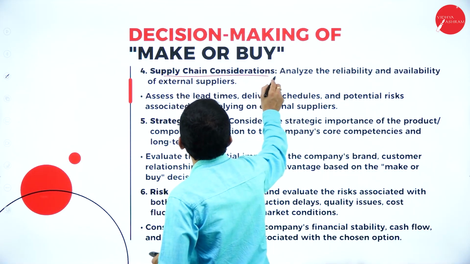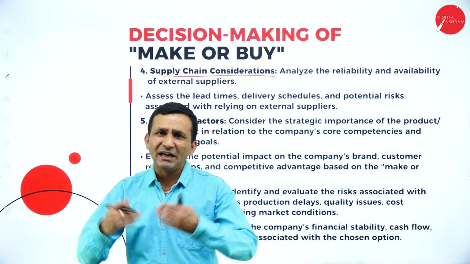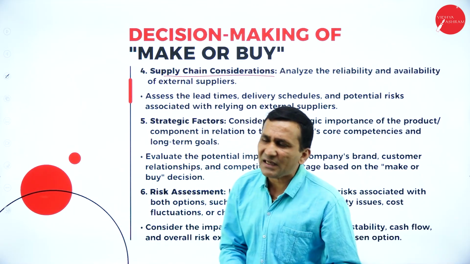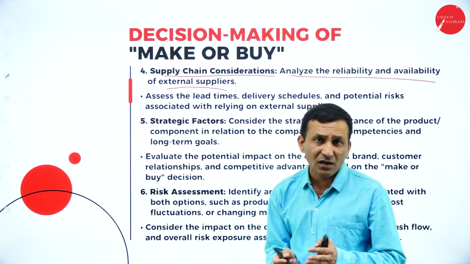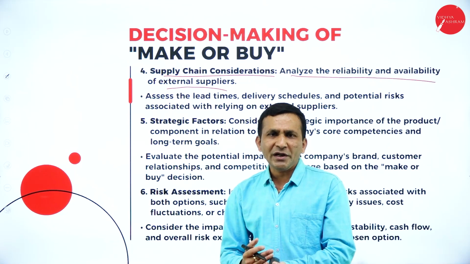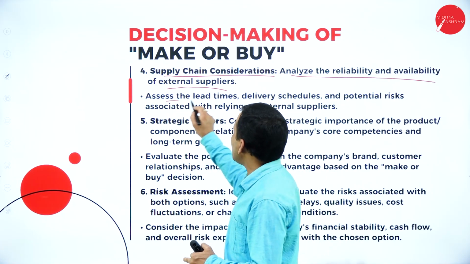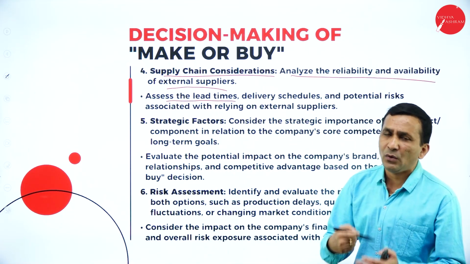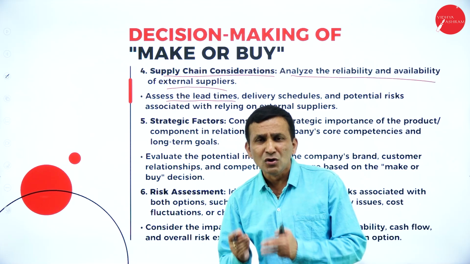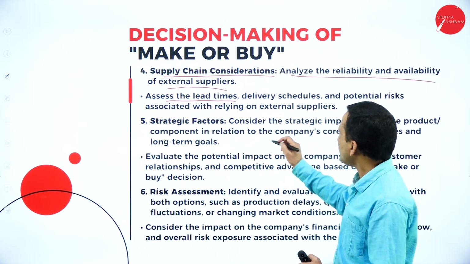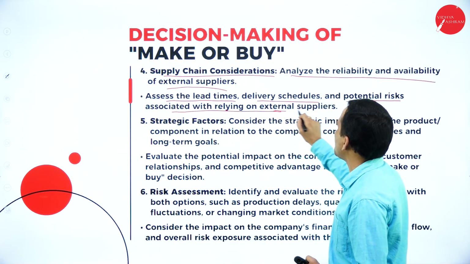Next, supply chain consideration. Supply chain is related to in-house and out-house. That means you are getting raw material, from the supplier point, or dispatching, everything connected. Analyze the reliability and availability of external supplier. So from the production point to end consumption, we want to think about the complete supply chain here. And assess the lead time. For example, production is happening today, which is not directly going for consumption tomorrow, so some lead time is required. And delivery schedule, and potential risk associated with relying on the external supplier.